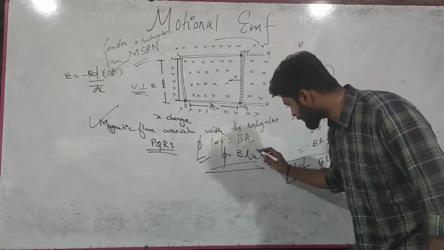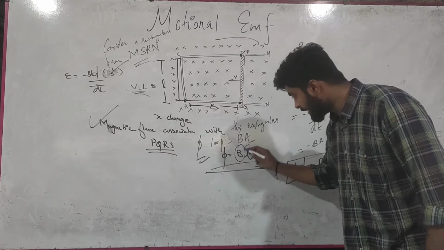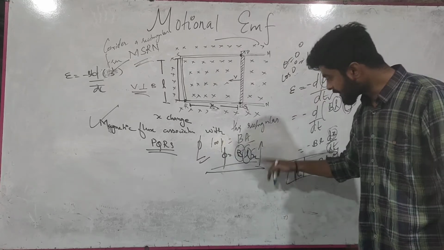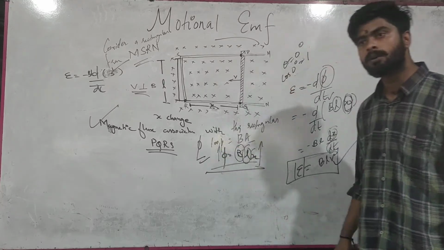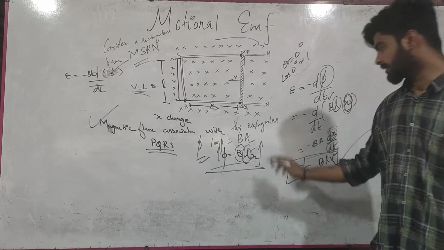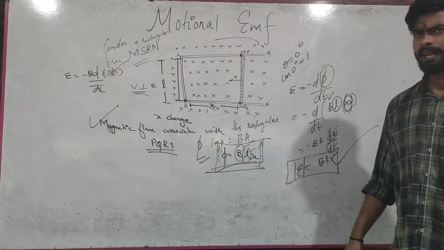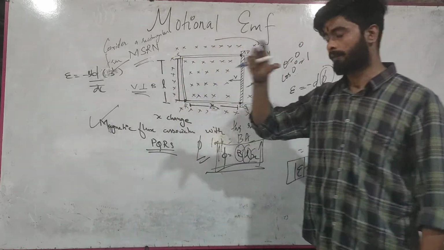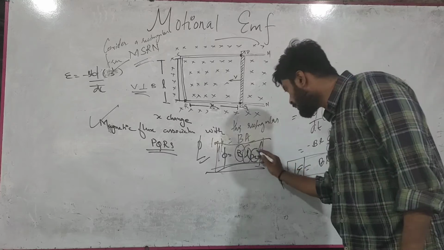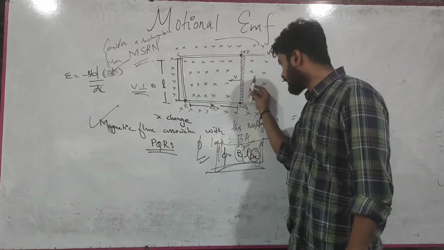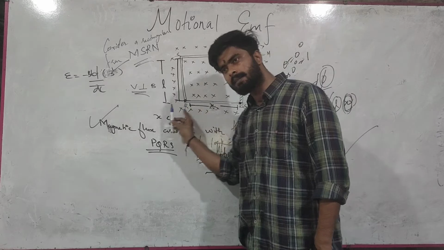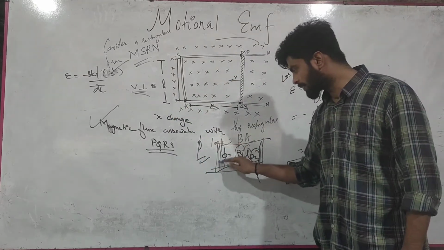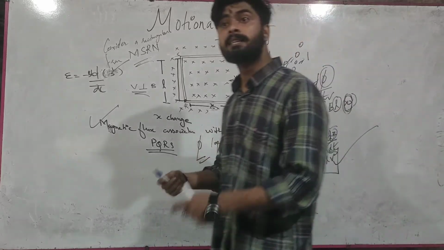Or you can see from here itself. B is constant, right? L is constant, right? The only thing which is going to change is x. So as x changes, what happens? Phi also changes. So this is how you can relate, because phi is BLX. Magnetic field is not going to change. Length of the rectangular frame is not going to change. Then the thing which is going to change is this x, because as the conductor is moving, this x decreases, right? So as x decreases, what happens? Magnetic flux also decreases.